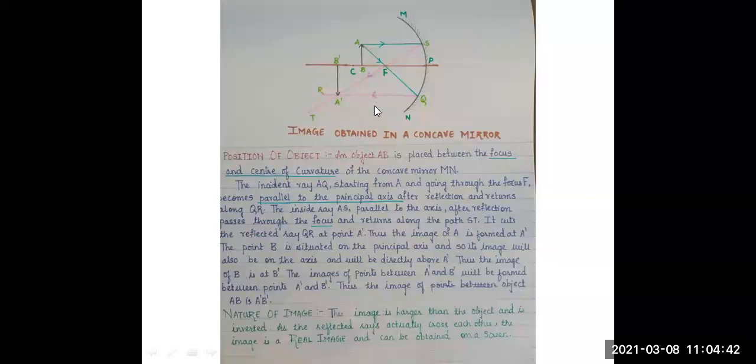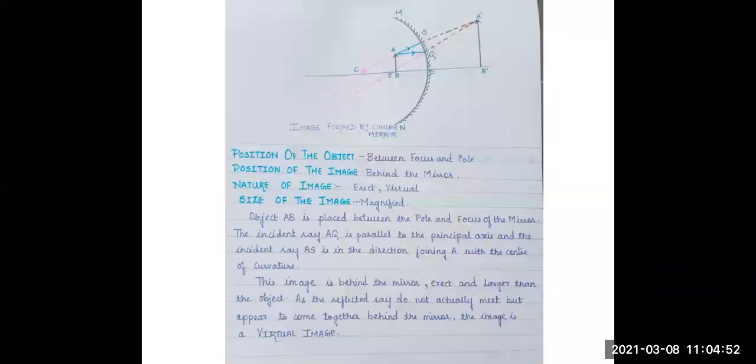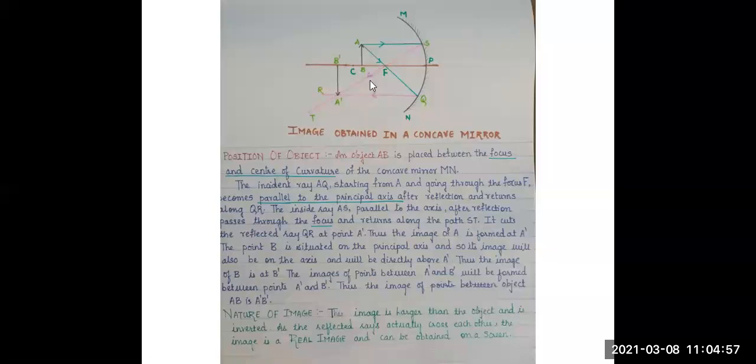The incident ray AS, parallel to the axis, after reflection passes through the focus F and returns along the path ST. It cuts the reflected ray QR at the point A dash. Thus the image of A is formed at A dash.